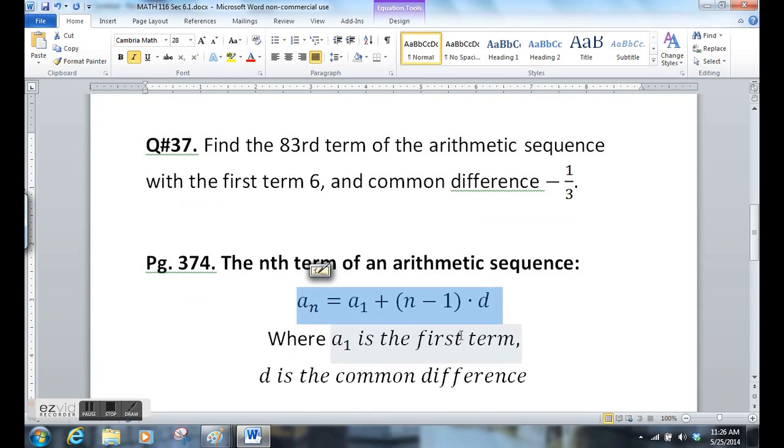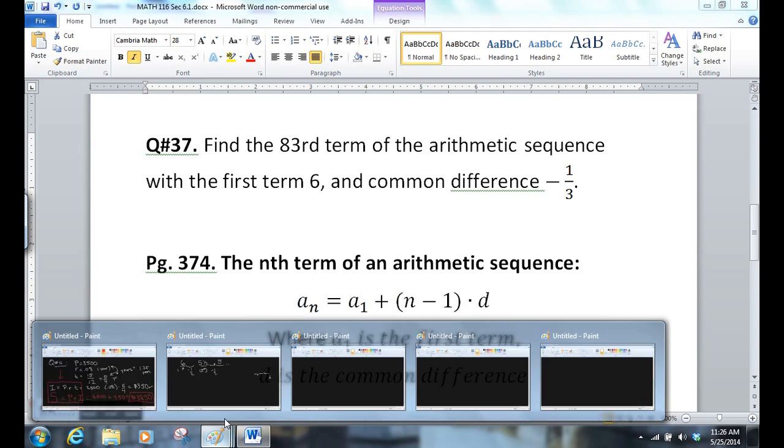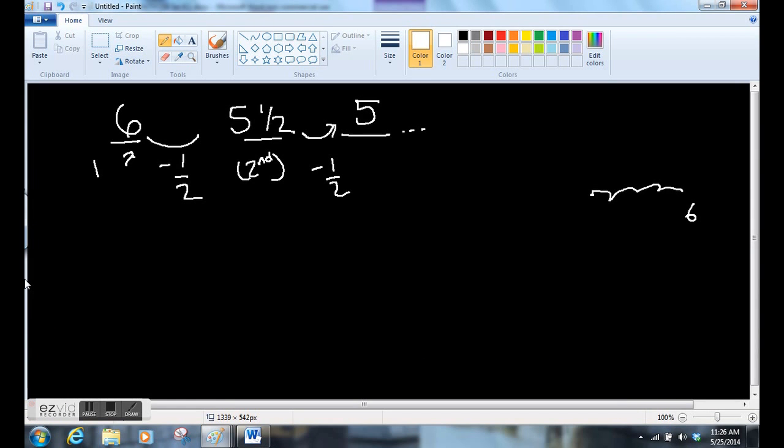So let's use this new formula over here. In our situation, we have n is equal to 83. We want the 83rd term. So you can see that hopping this way for 83 times, that's not a good plan, you guys. Our common difference is -1/2, and A1, the starting term, is equal to 6.